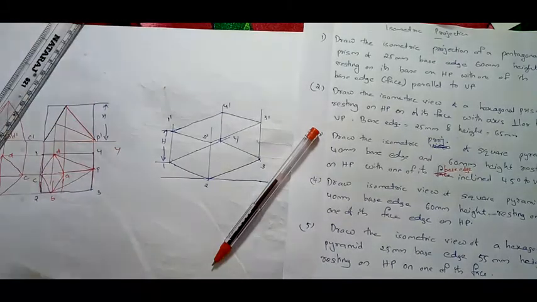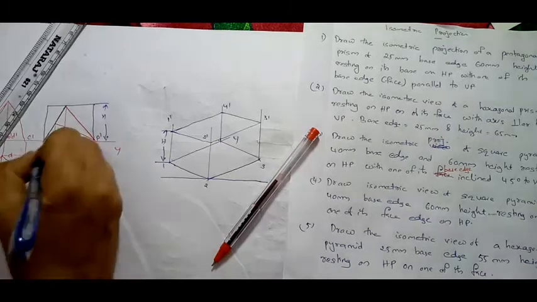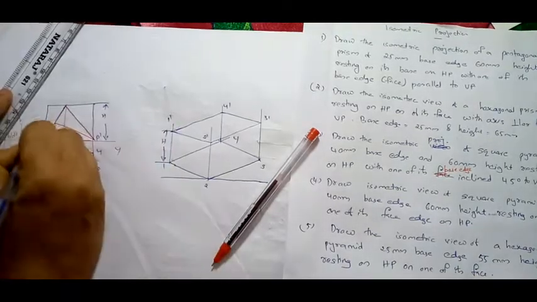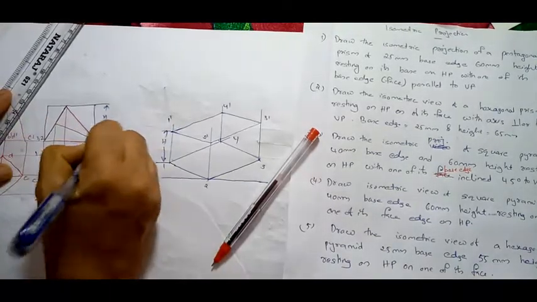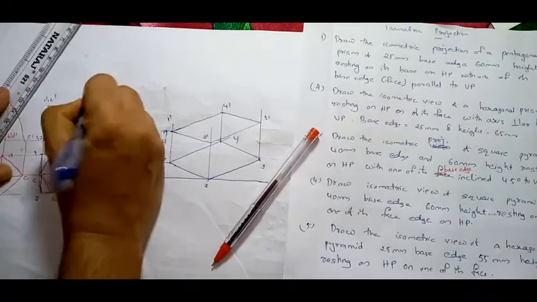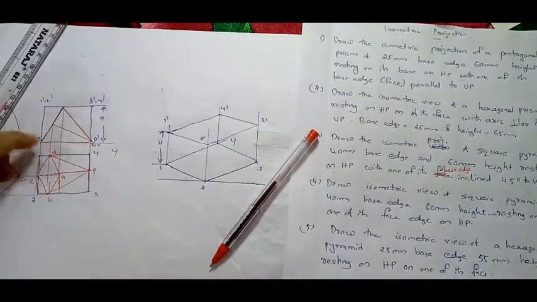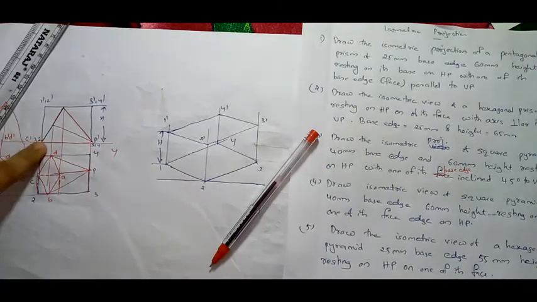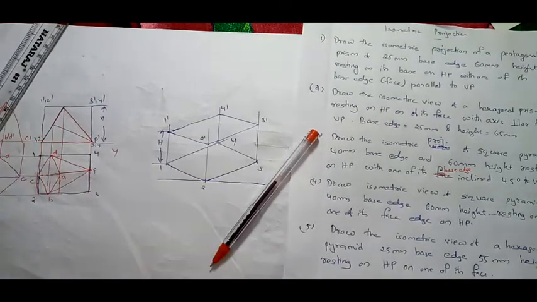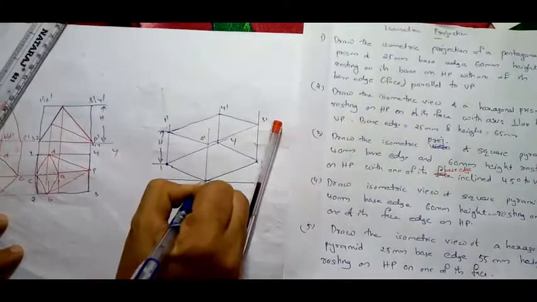So for inserting this plane, see here, this one is 1, 2, this one is 3, 4, this one is 1 dash, 2 dash, 3 dash, 4 dash. So this is actually on 1 2, right? It's on 1 and 2. So this point is representing 1 and 2. So first point is here, second point is on 1 and 2.